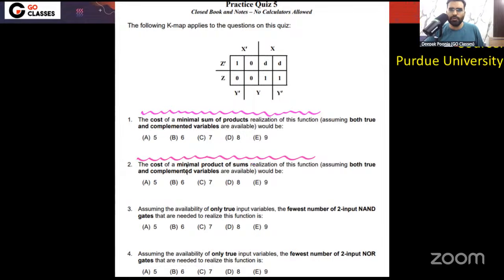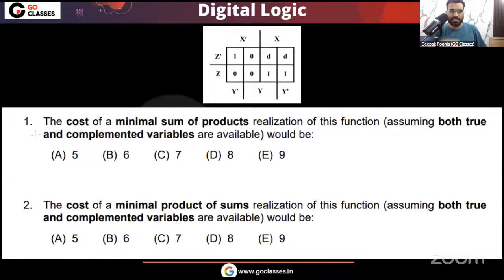What do you think? Let me know in the chat. Is it asking the number of literals, or is it asking for the total number of logic gates? What is the meaning of cost of minimal SOP realization and cost of minimal POS realization? Think about it and tell me what is the meaning here. Is it asking for total number of literals? Is it asking for total number of logic gates? First, you understand that. Okay, so here, let me tell you what it is asking. Just wait. Basically, these are questions 1 and 2.